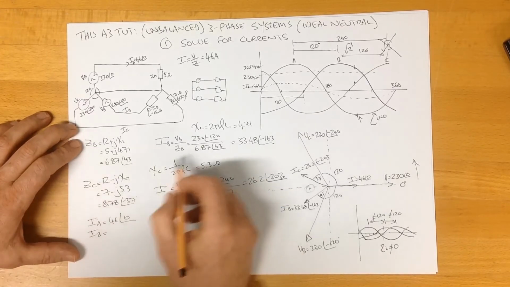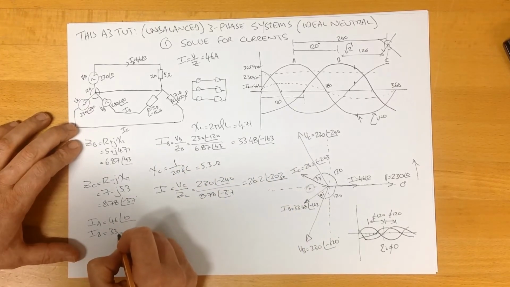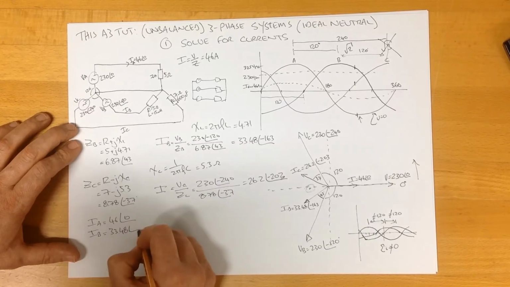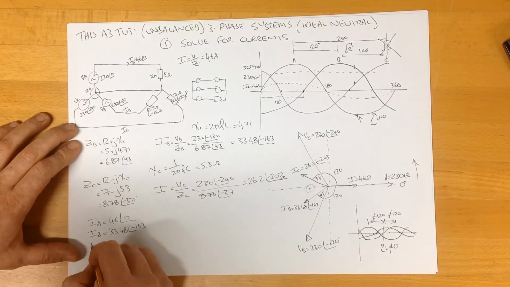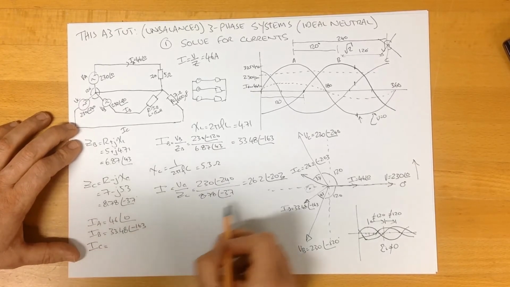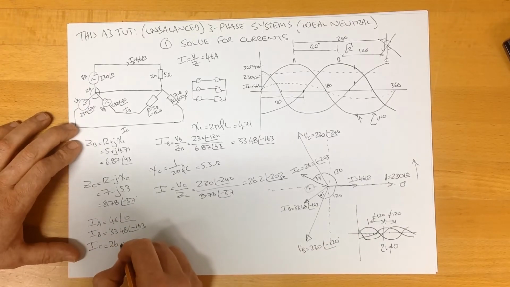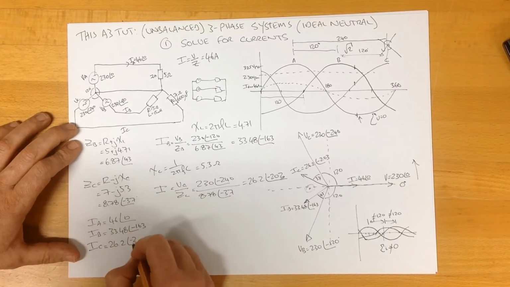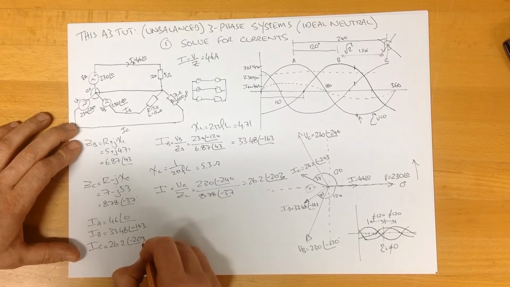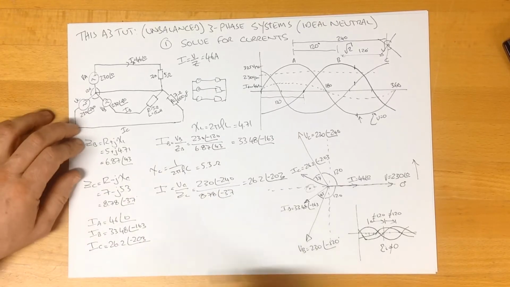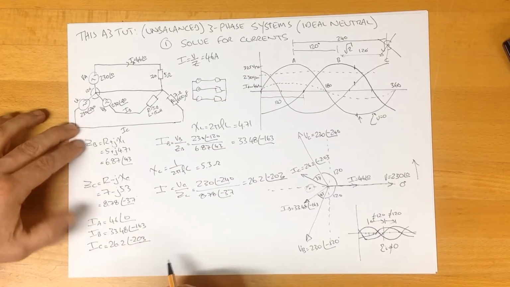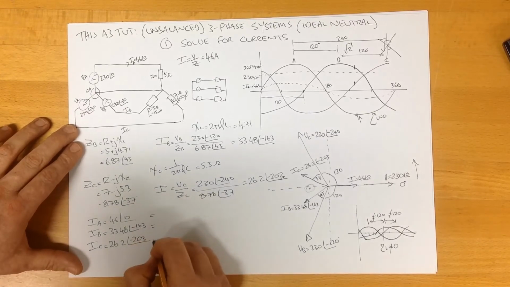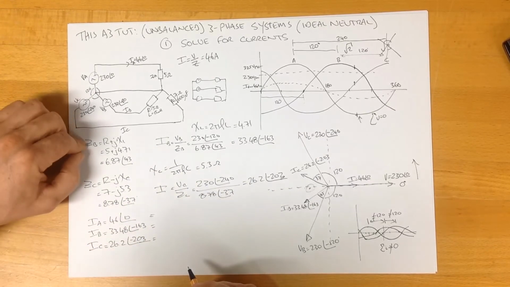IB we calculated to be 33.48 at an angle of minus 163, and IC to be 26.2 at an angle of minus 203. We can't add these values up like this. We need to convert them to rectangular, and we can do that reasonably simply.